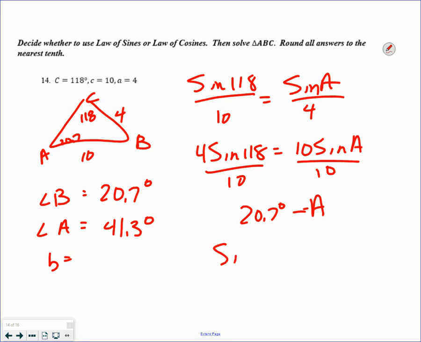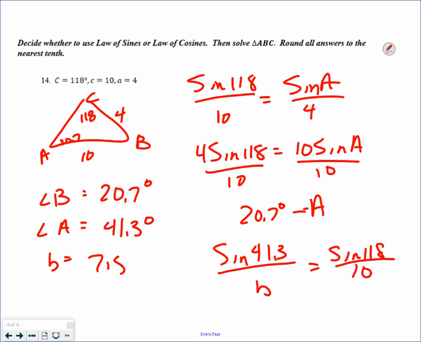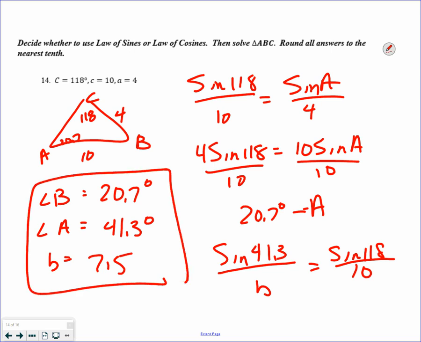And then the last thing I would need to do is sine of 41.3 over B, sine of 118 over 10 again. Cross multiply and solve. I end up getting B to be 7.5.